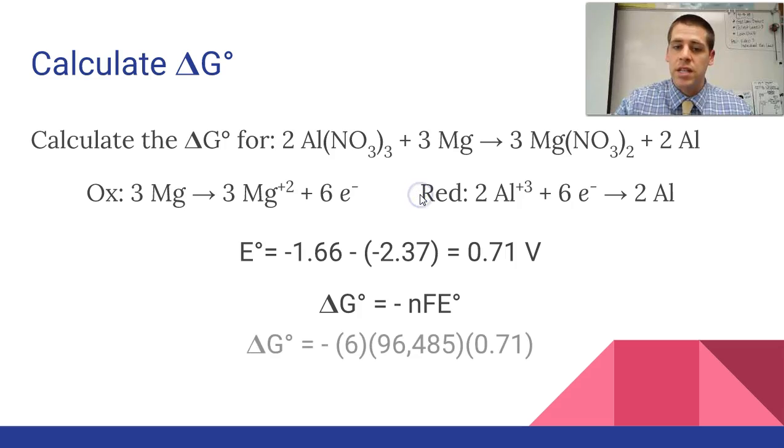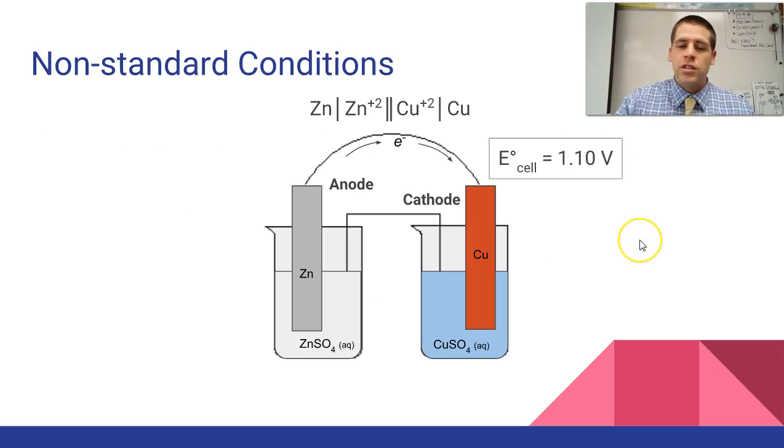So in this case, it's going to be 6 electrons times Faraday's constant times our voltage, and it's positive E, and so it's going to be a negative delta G, which makes sense, and it's 4.1 times 10 to the 5th joules. Now, that's standard conditions, right? That's all we've talked about so far.